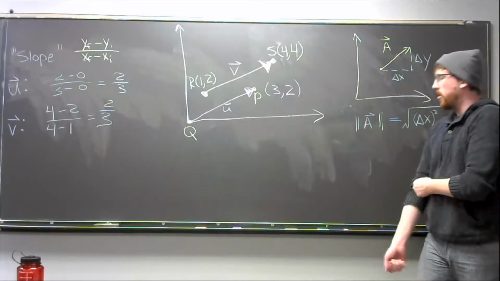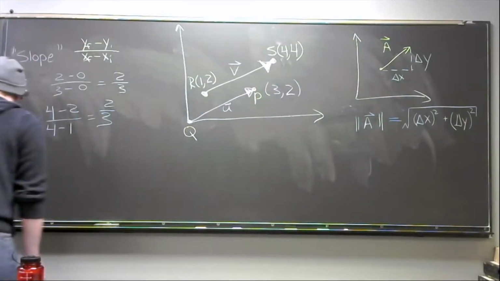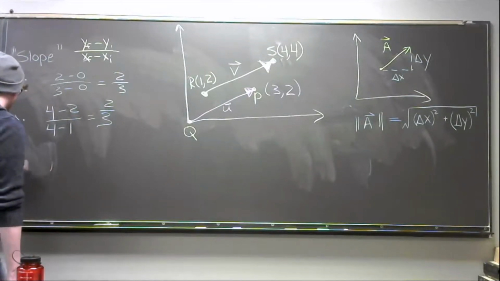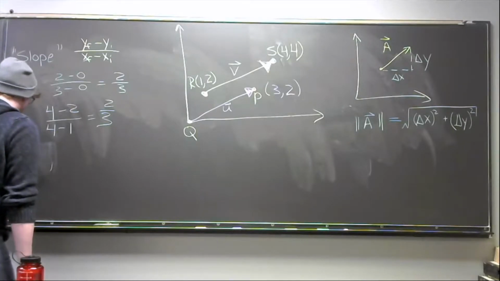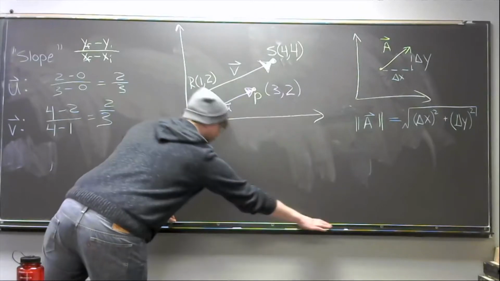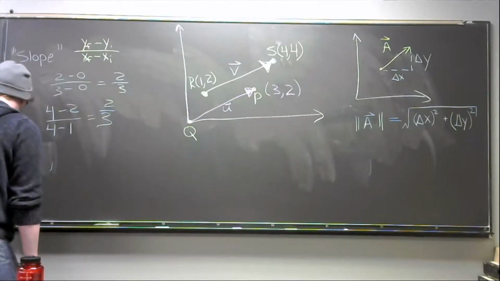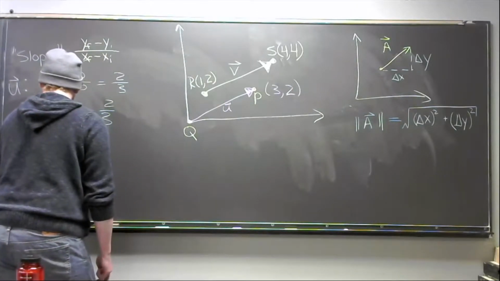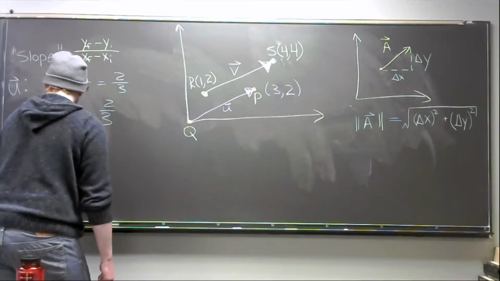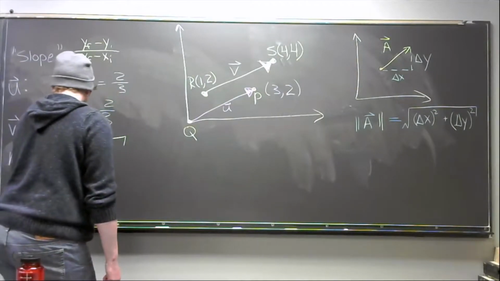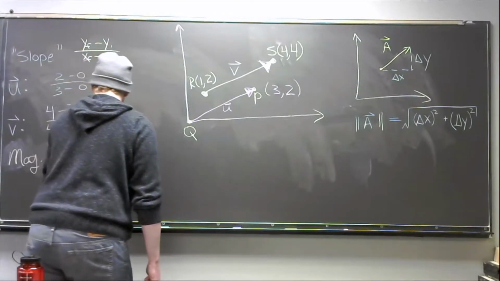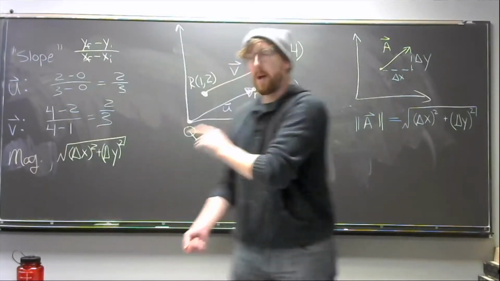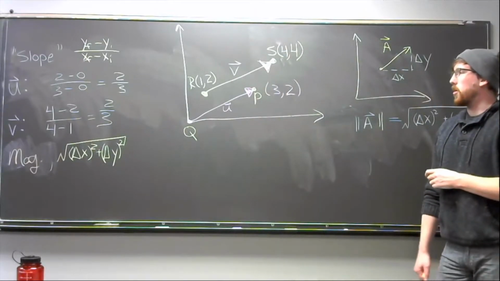We now want to show that the length, or the magnitude, I'm going to use a different color for that. Magnitude, I'm just going to write mag for that, which we now know to be the Pythagorean theorem. We want to find the magnitude of these vectors. Okay.